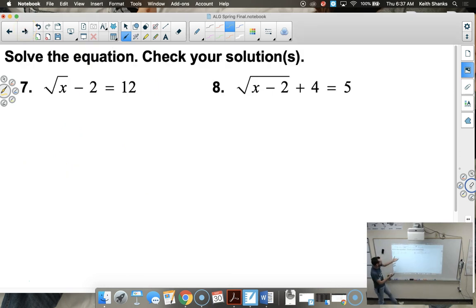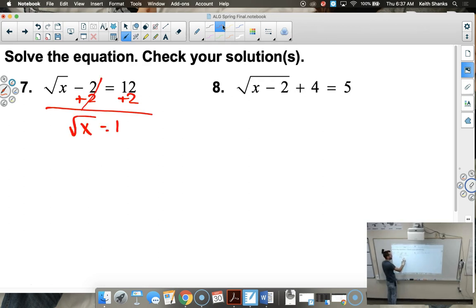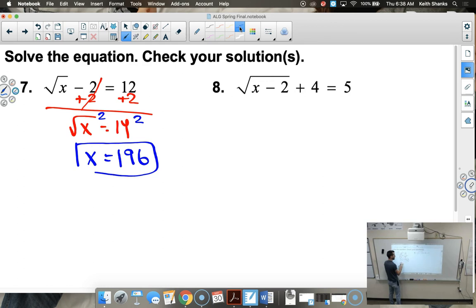All right. All these other ones they're asking us to solve. So what you do basically is isolate your square root by getting it by itself, right? Isolate means get it by itself. So we're going to add the 2 to both sides, and you have the square root of x equals 14. And then to solve this, I just square both sides. Not square root, but I square both sides. You get 196.